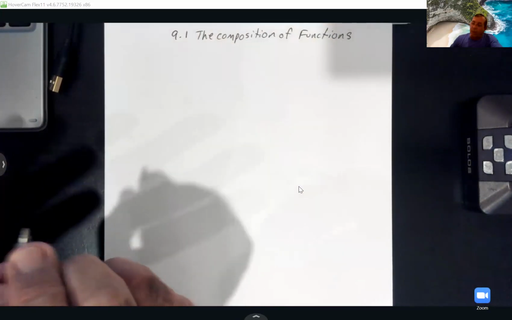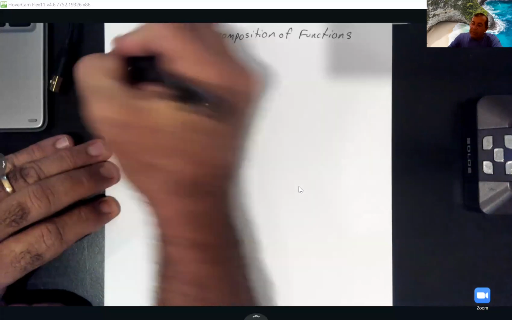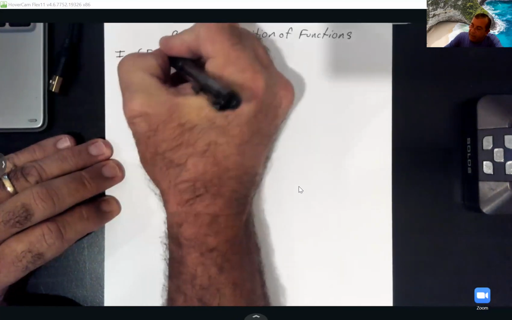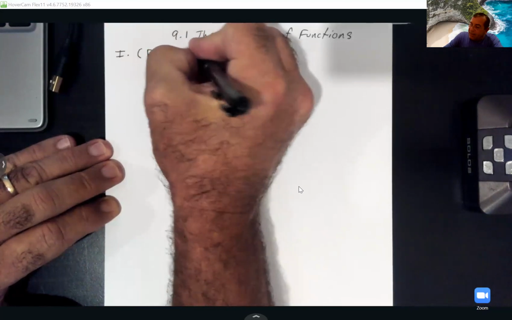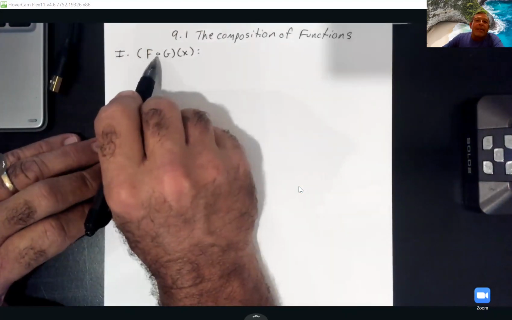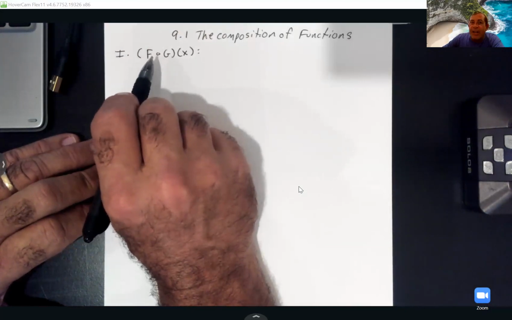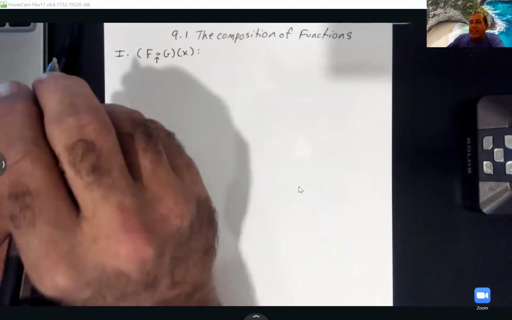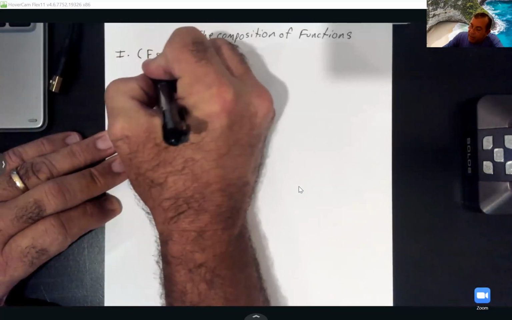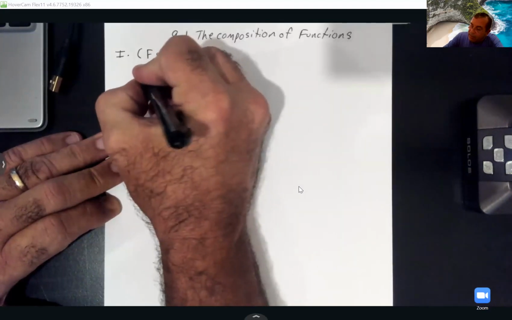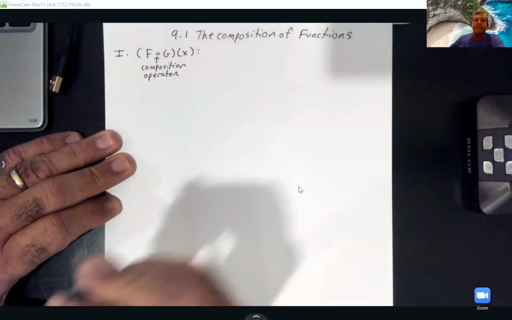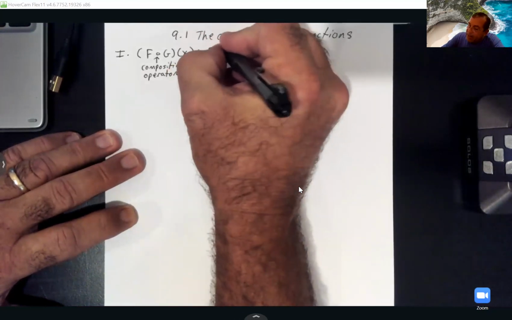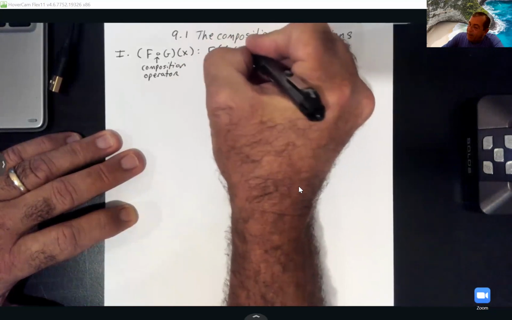All right, so this is some new terminology here. So first we'll look at what we call F composed G of X. Now, y'all, that is a little circle there. It is not multiplication. This little circle we call a composition operator. So what this really means, F composed G of X is the same thing as F of G of X.